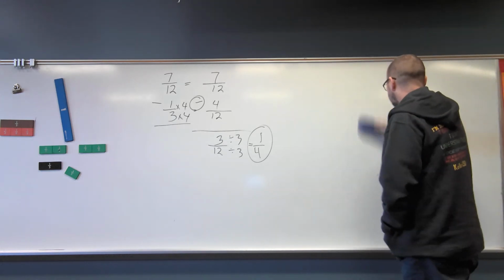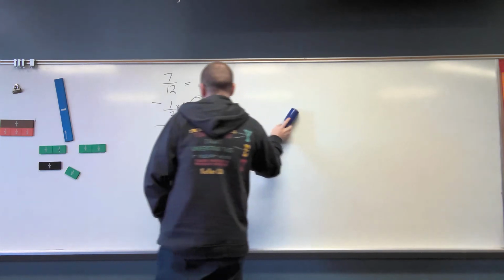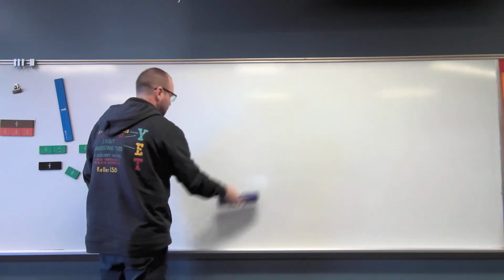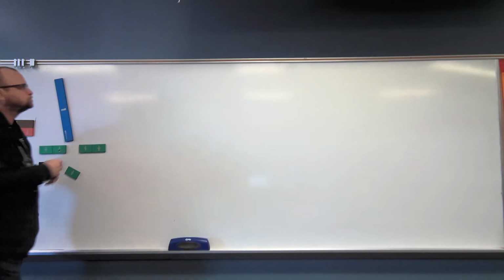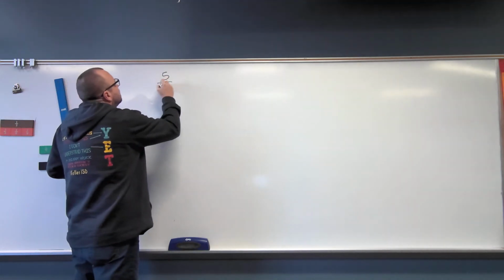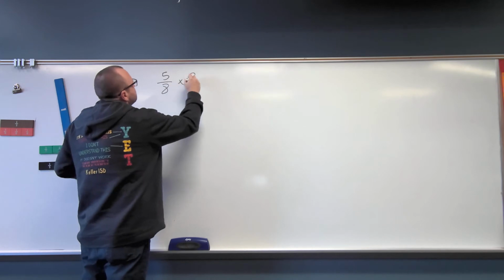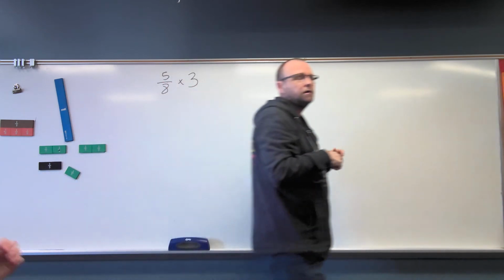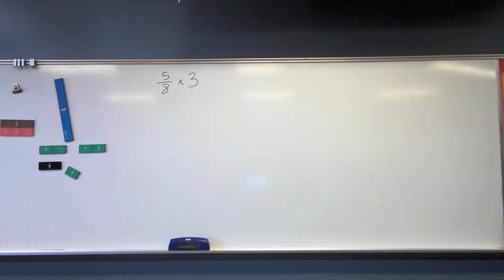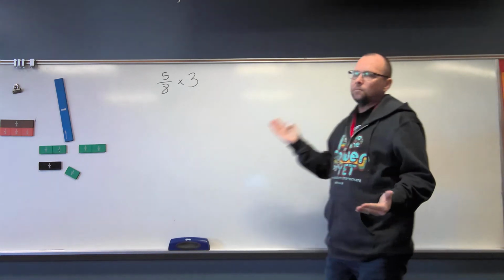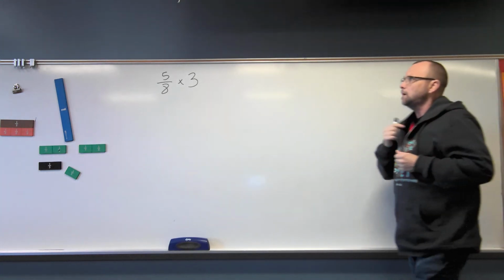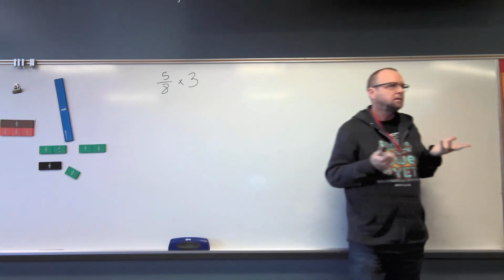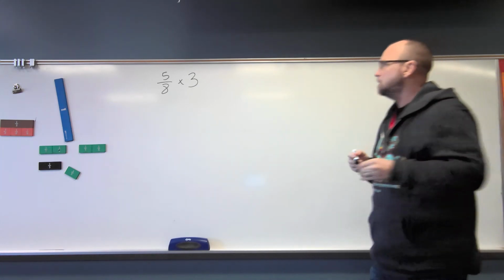All right, let's do a multiplication one. Let's take, I don't know, 5/8 times 3. Remember, you may see the problem written 5/8 of 3. This particular problem, you're not going to see parts of a group because 8's not going to go into 3. Okay, but we may see a number line.